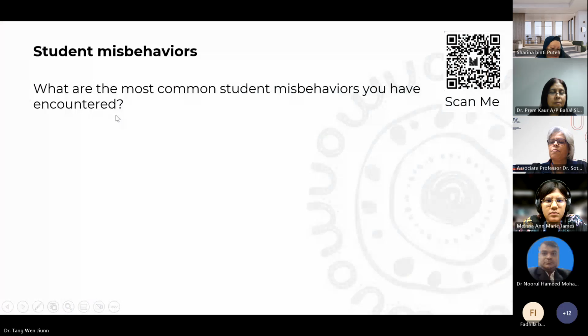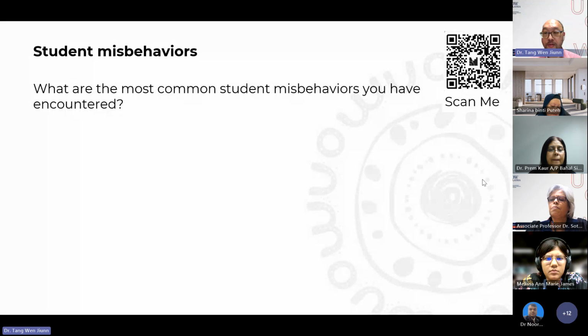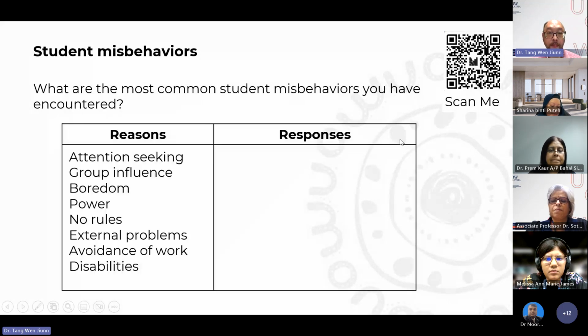So let's continue. Basically, in terms of behavior and actions, over here I've listed out some of the common behaviors.